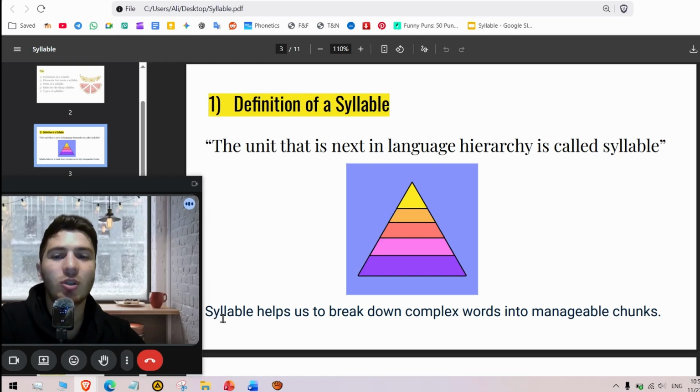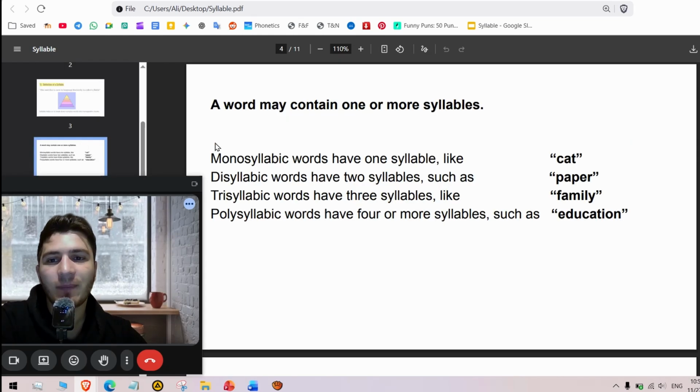Syllable helps us to break down complex words into manageable chunks, manageable sections, which makes it easier for us to read and spell words. And words may contain one or more syllables. We have monosyllabic words that have one syllable, for example, cat, or disyllabic words with two syllables, three-syllabic words with three syllables, and polysyllabic words with four or more syllables, for example, education.